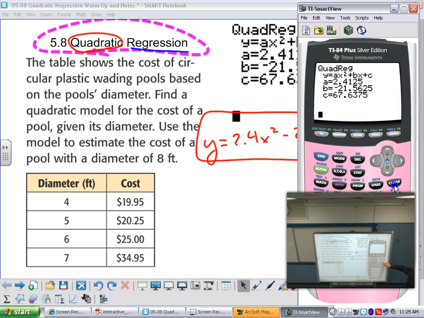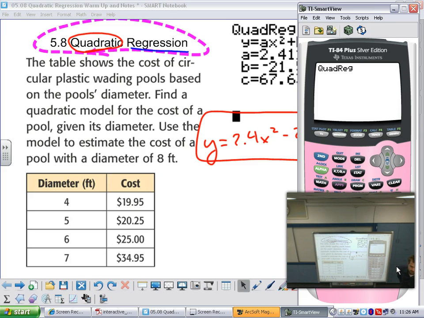Hit second and mode to quit, hit clear, get a blank screen to start from, so that we're all on the same page. Now, very similar steps. Stat, slide over to calculate, go down to choice 5, but only hit enter one time. Once.